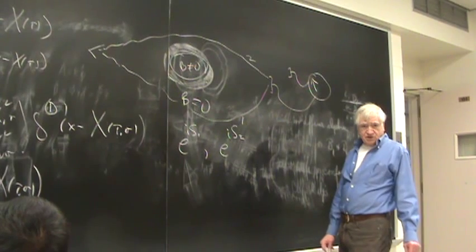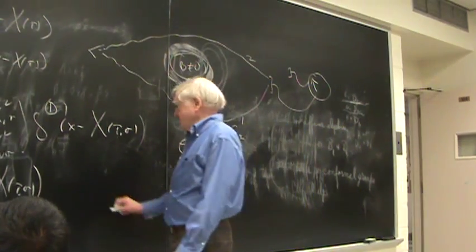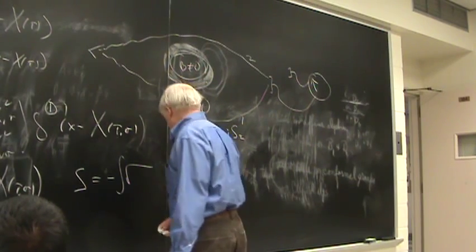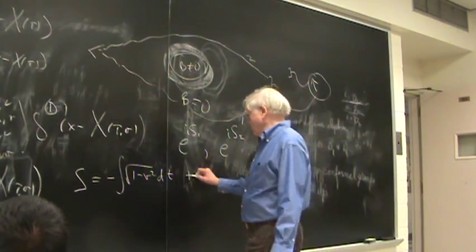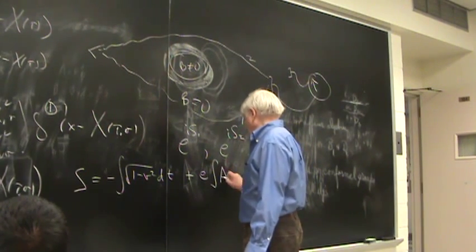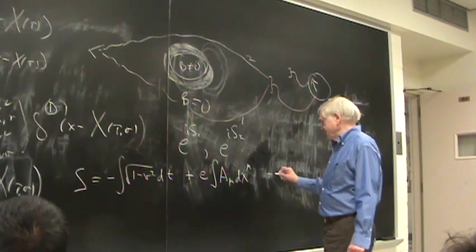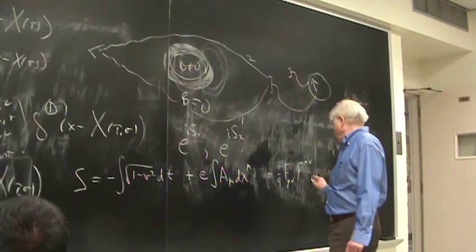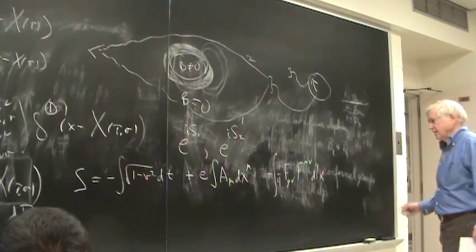And if you think about the action for a point particle of charge e, say, in an electromagnetic field, well, there are three terms. There's an S that's something like minus the integral of the square root of 1 minus v squared dt, in fact. Then there's another term, which is plus or minus e integral A_mu dx^mu. And then there's another term, which is plus or minus a quarter F_mu nu squared, d4x. All right, so that's the total action for a single charged particle in an electromagnetic field.